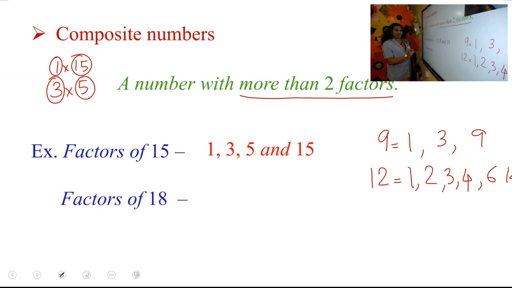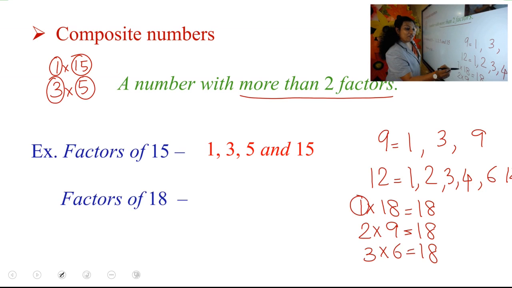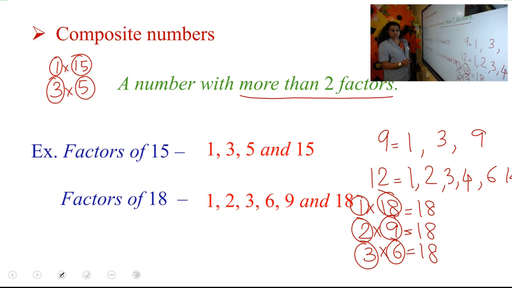Next, factors of 18. How will you find? 1 into 18 is equal to 18. Then, 2 into 9 is equal to 18. 3 into 6 is equal to 18. In table of 4, 18 is not there. 5, 18 is not there. 6 into 3, repetition game. So, we'll stop here. So, the factors of 18 are 1, 2, 3, 6, 9 and 18.